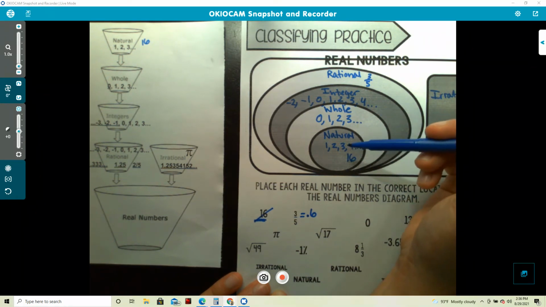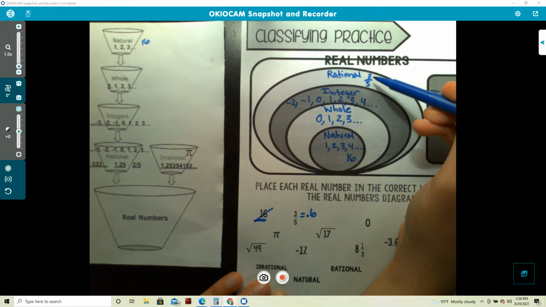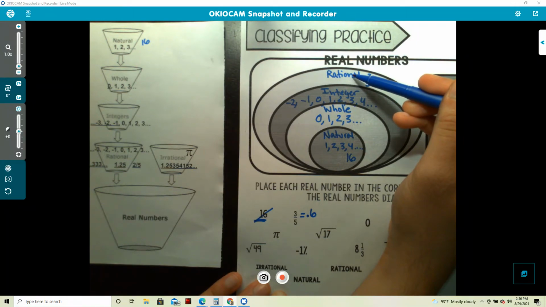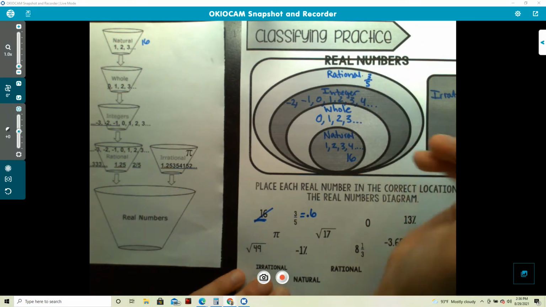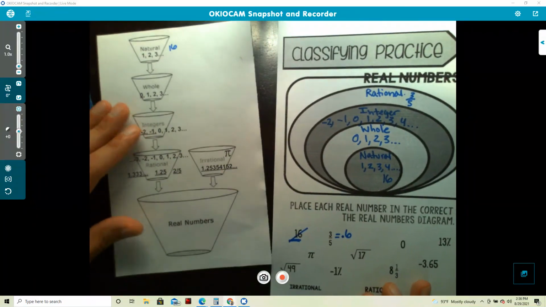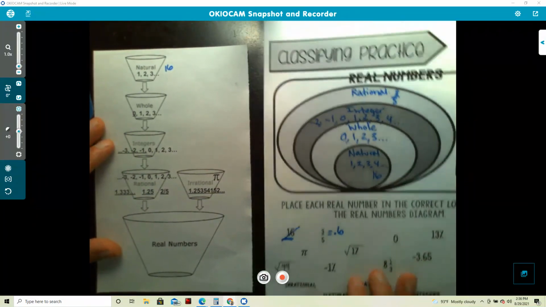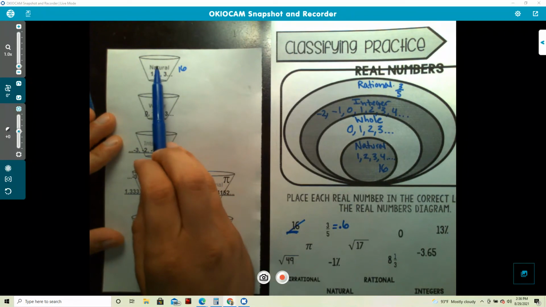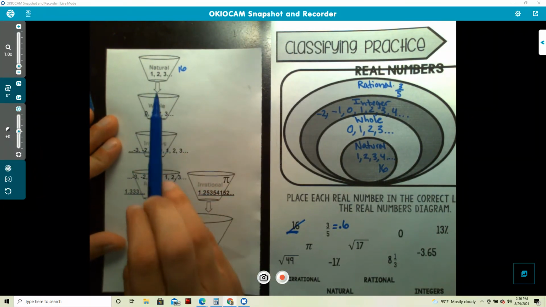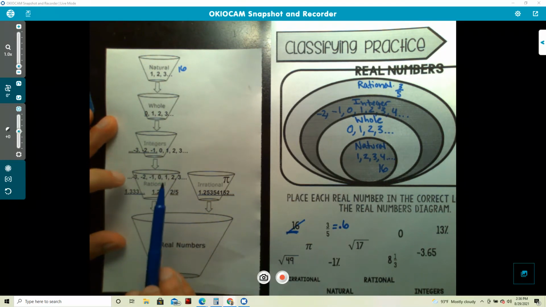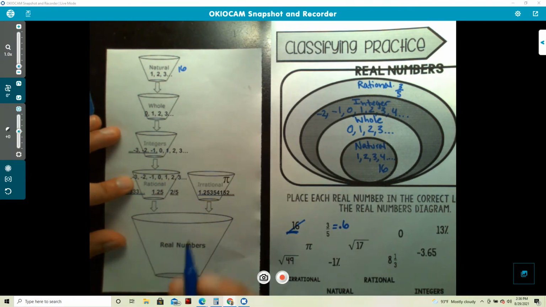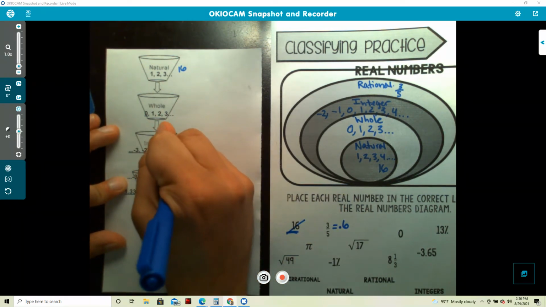Meaning that 3/5 is rational, but it can't go down because it starts right here. So coming over to this section over here, 3/5, the decimal. Can I throw it into this hoop? No, I can't. So I gotta go down. Can I throw it into the whole number section? No, I can't. Integer? No, but I can throw it into the rational. So 3/5 would go here too.